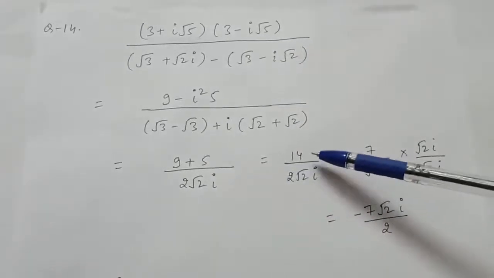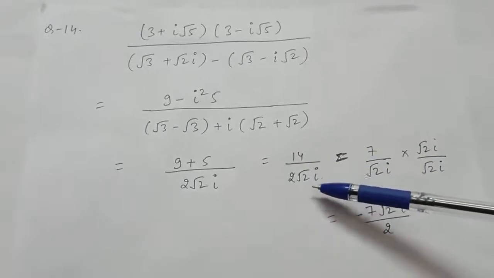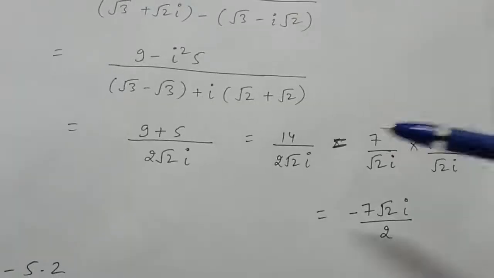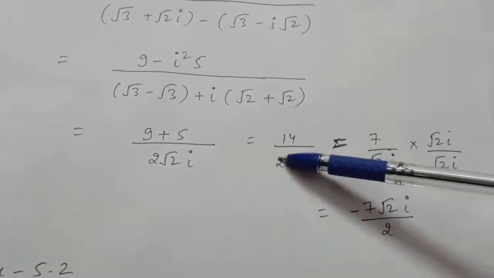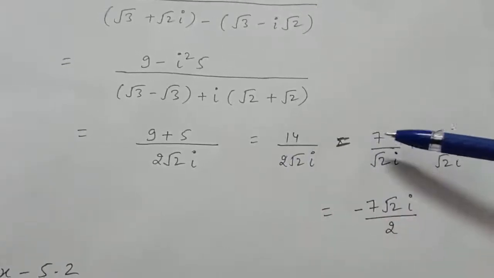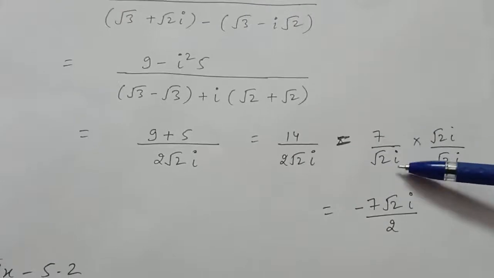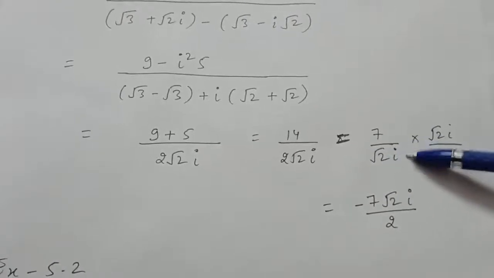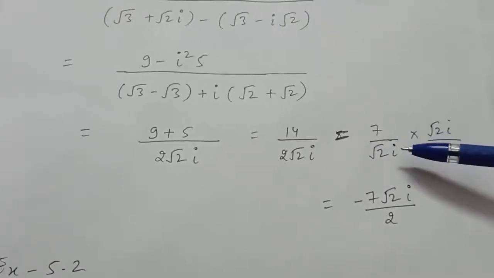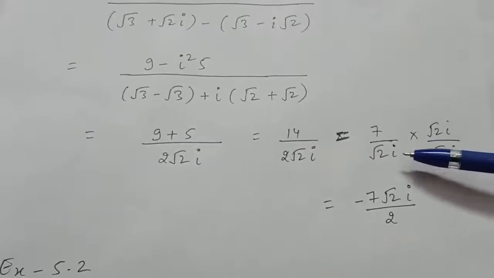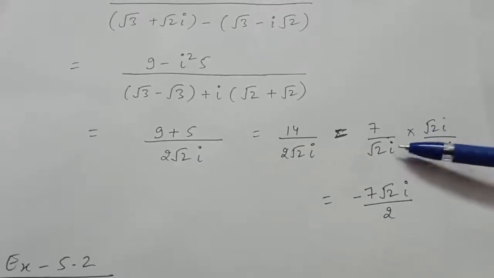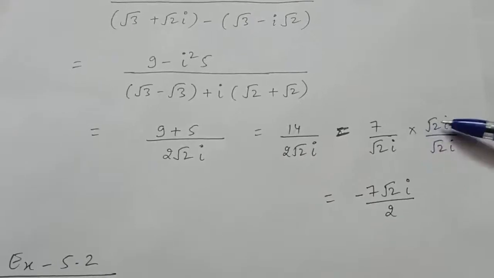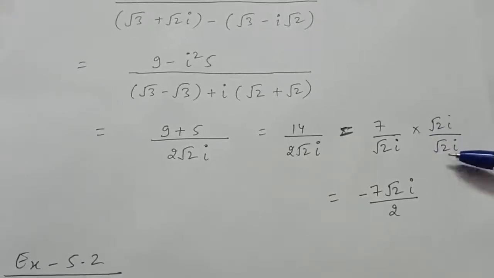So this is 14 upon 2 root 2 iota. Now cancel out this 2 with 14. So you will get 7 upon root 2 iota. Now because iota is in the denominator, this is not the form of a plus iota b. Therefore rationalize it. Now rationalize it with root 2 iota upon root 2 iota.